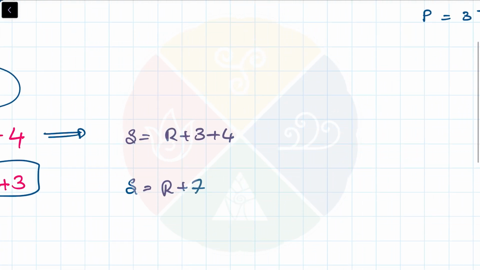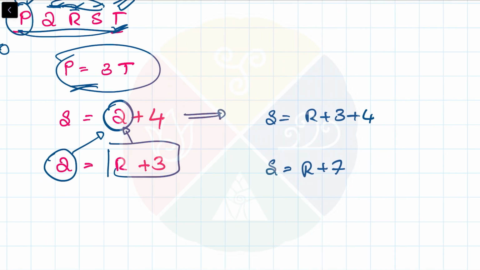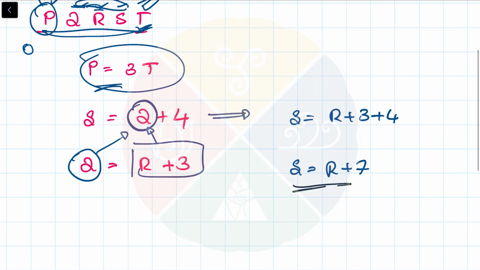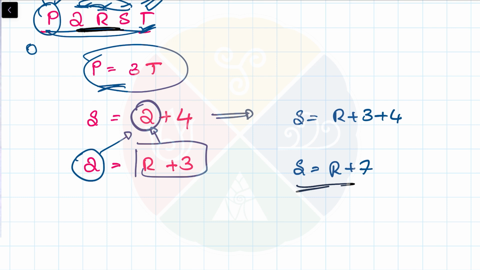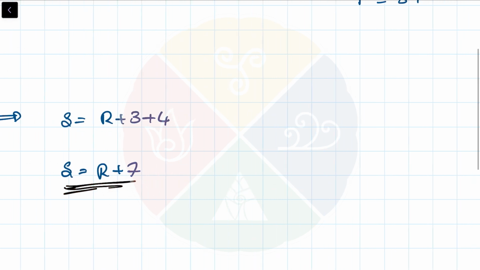Now for S and R, I'm going to try to make a connection. Q I will add later, because S, R and Q are linked anyway. The one thing I can know is that Q is bigger than R by 3 and S is bigger than Q by 4. Basically, R is the smallest out of these 3, Q, R and S. R is the smallest value and S is the biggest value. So I'm going to make a relation between S and R first. You'll see why it is happening.